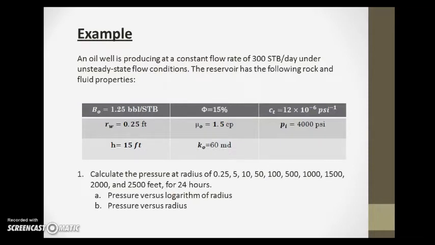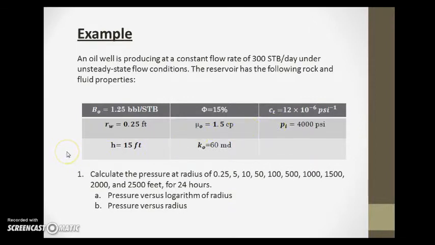Hello guys, I'm Chris. So now I'll be giving you an example for EI solutions. The question is, an oil well is producing at a constant flow rate of 300 STB per day under unsteady state flow conditions. The reservoir has the following rock and fluid properties. So these are all the rock and fluid properties that are given. They include porosity, permeability, viscosity, radius of bore, as well as initial pressure.